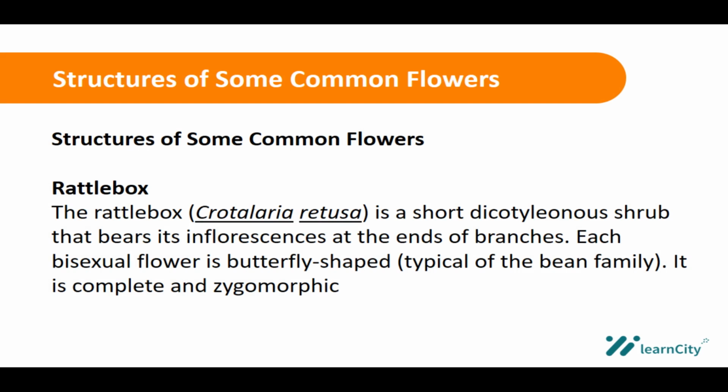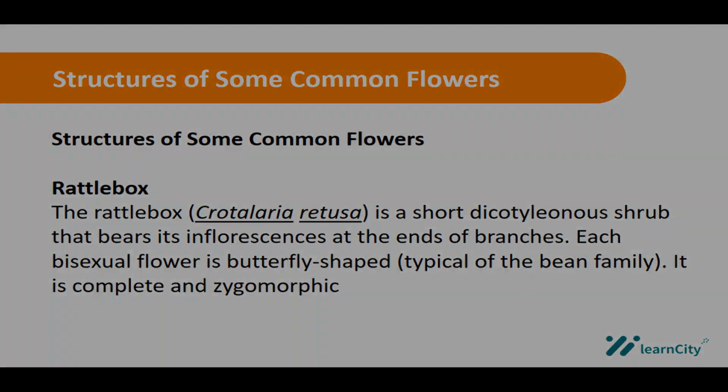It is a short dicotyledonous shrub, and it bears its inflorescence at the ends of branches. Remember we said inflorescence is like groups of flowers. So it's a short dicotyledonous shrub that has its inflorescence at the end of the branches, and each bisexual flower is butterfly shaped.